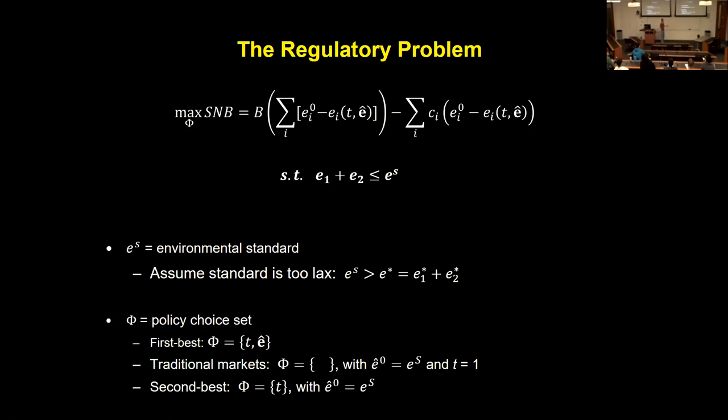And the permit cap is generally chosen to be the standard. We have some emission standard out there. We just want to set the total emissions permits equal to that standard. So we don't really have anything to maximize in that case. In the second best case, let's again assume that the total emissions permit should equal the standard. Let us choose T. Let's no longer take for granted that T should be equal to one. Let's choose T, see what happens.